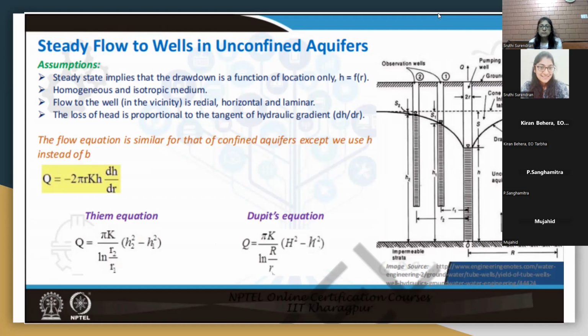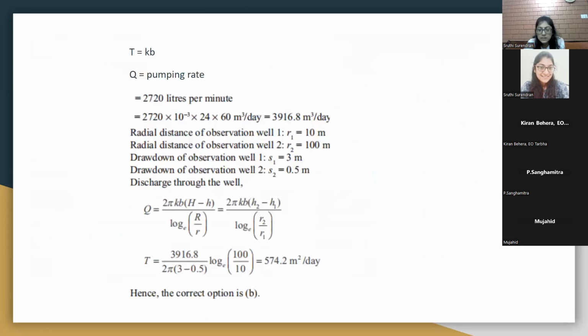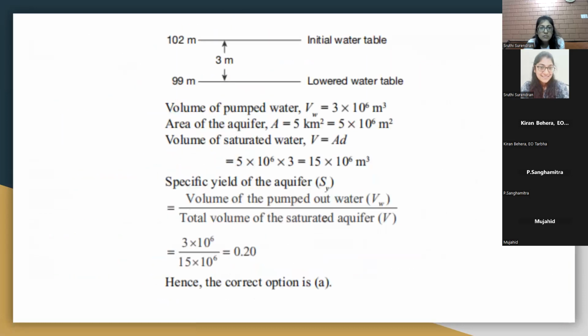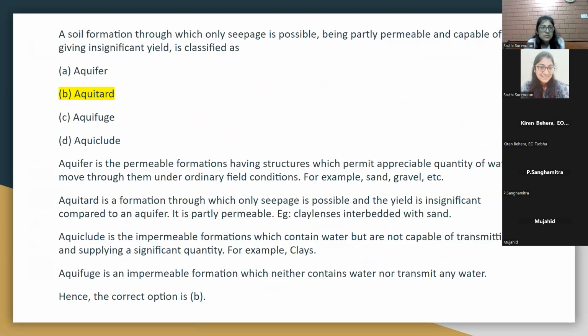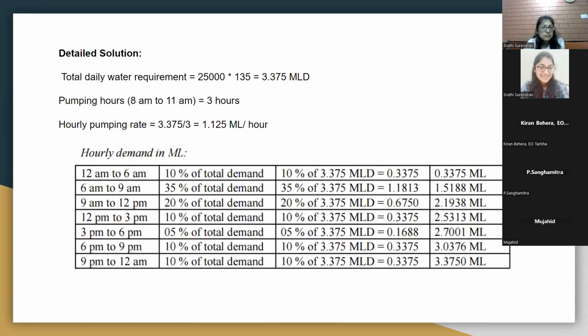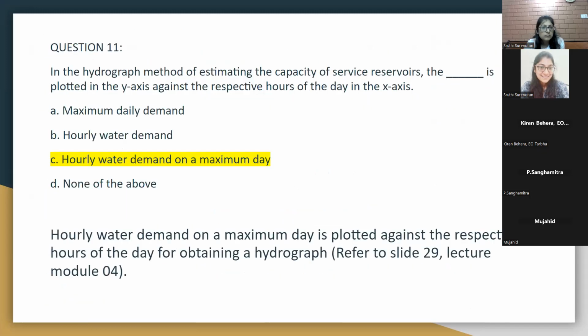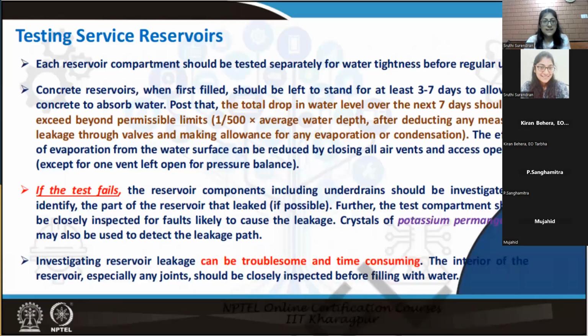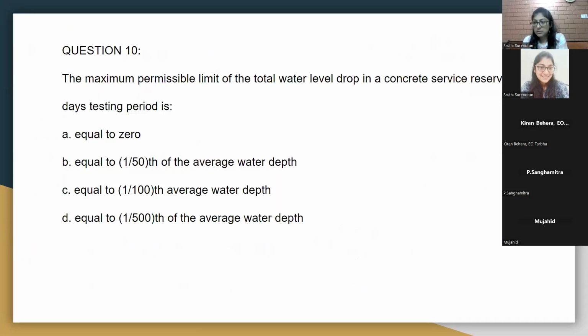Would you please repeat question number 10? I could not hear properly due to a network problem. Question number 10, what was the question about? Okay, one second. Okay, this is about the testing of the reservoir, right? Is it that, Sangamitra? Yes, this one.